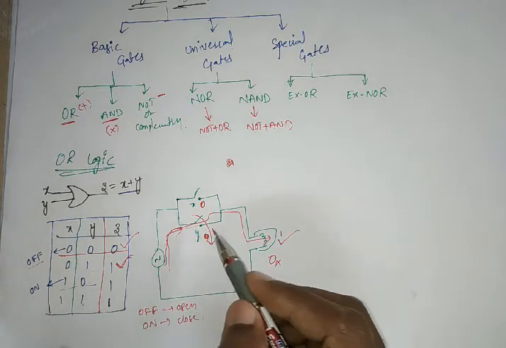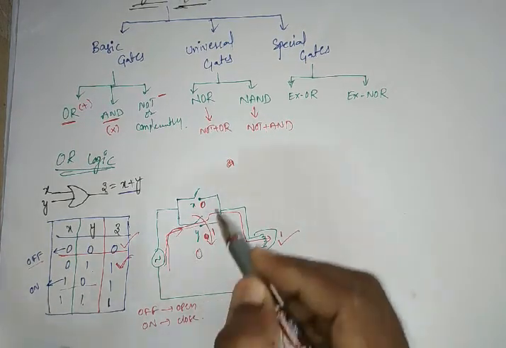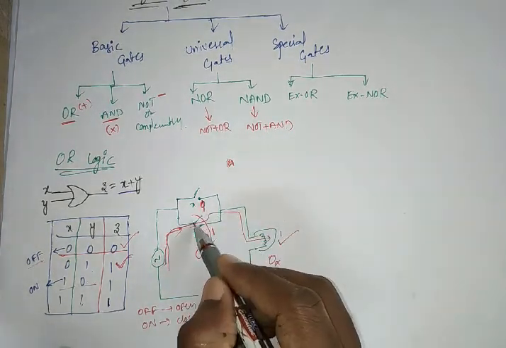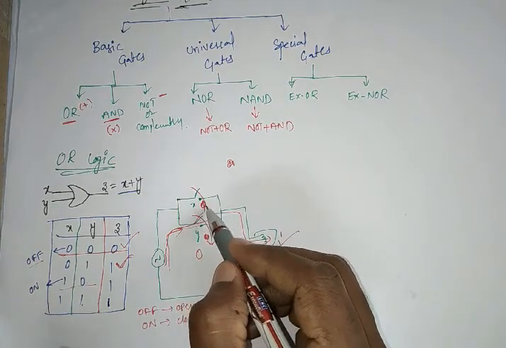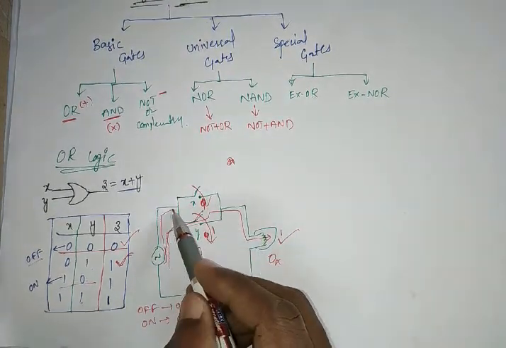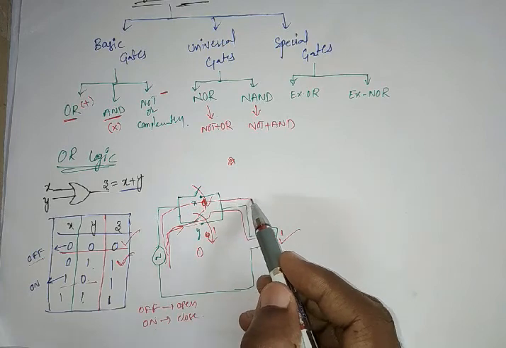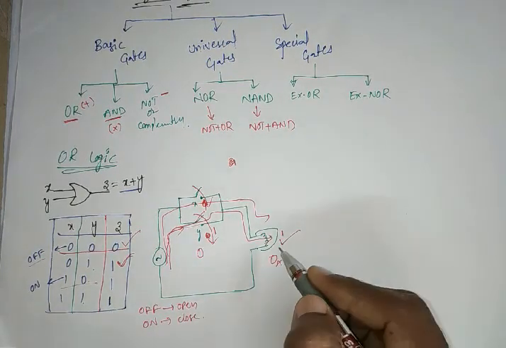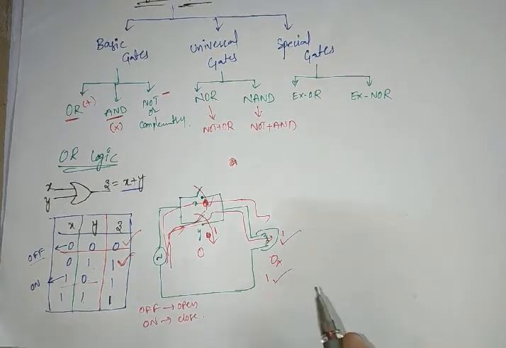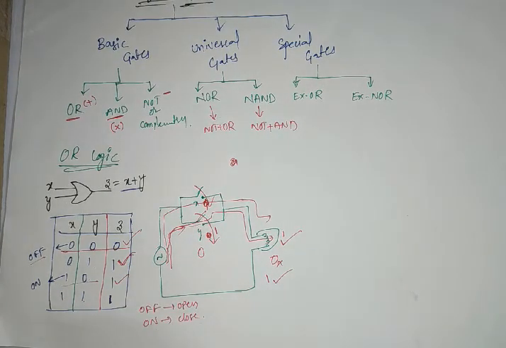Next, the 1 0 case. Here Y is 0, X is 1. Y 0 means open circuit, X 1 means closed circuit. The supply will go across X to the bulb. So again in this case also the bulb is on. So that's why we can say on means 1 representation.